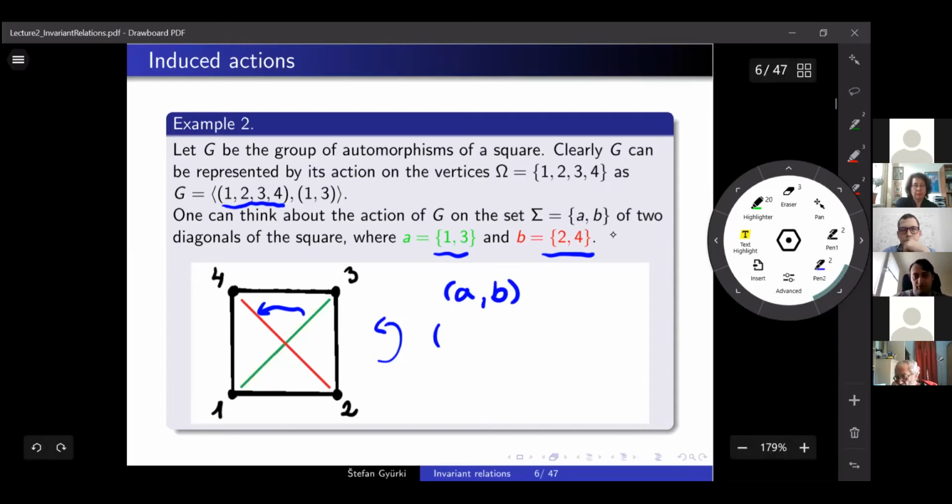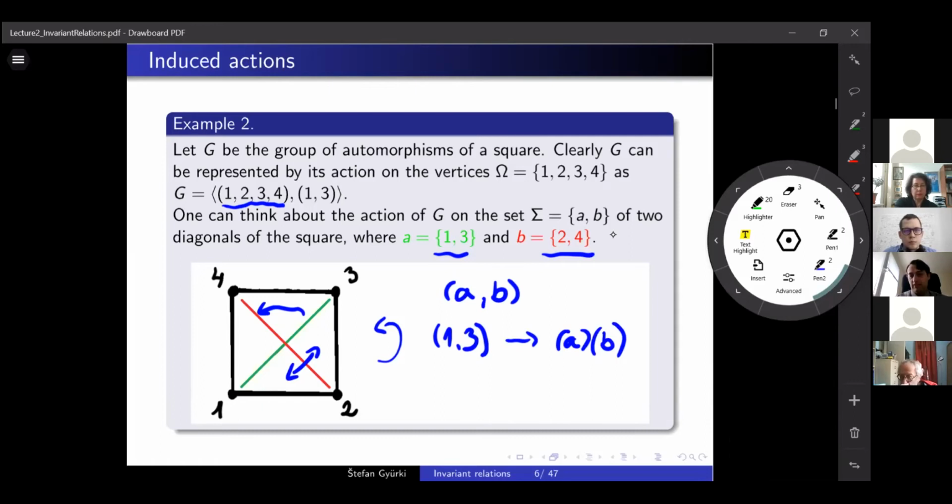But if you take, for example, a reflection which interchanges vertices 1 and 3 and preserves 2 and 4, then this permutation fixes the diagonal {1, 3}, called A here, and also fixes the second one. So I was able to find an element which is behaving like an identity in this action. So this is exactly how a non-faithful action looks.